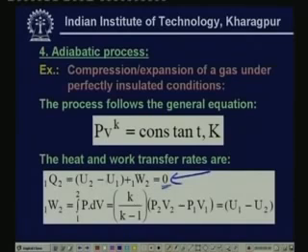Since this term is equal to 0, the work transfer must be equal to the change in the internal energy. That is what is shown here. And if you use this equation along with this equation, you get this expression for work transfer. So the work transfer during an adiabatic process is given by K divided by K minus 1 into P2V2 minus P1V1, which is nothing but U1 minus U2. So this is a typical work transfer for an adiabatic process.